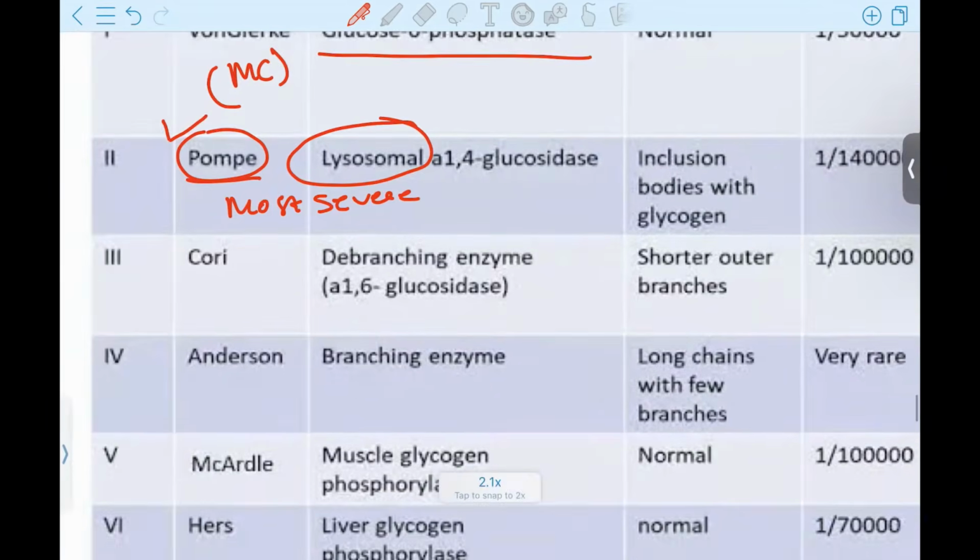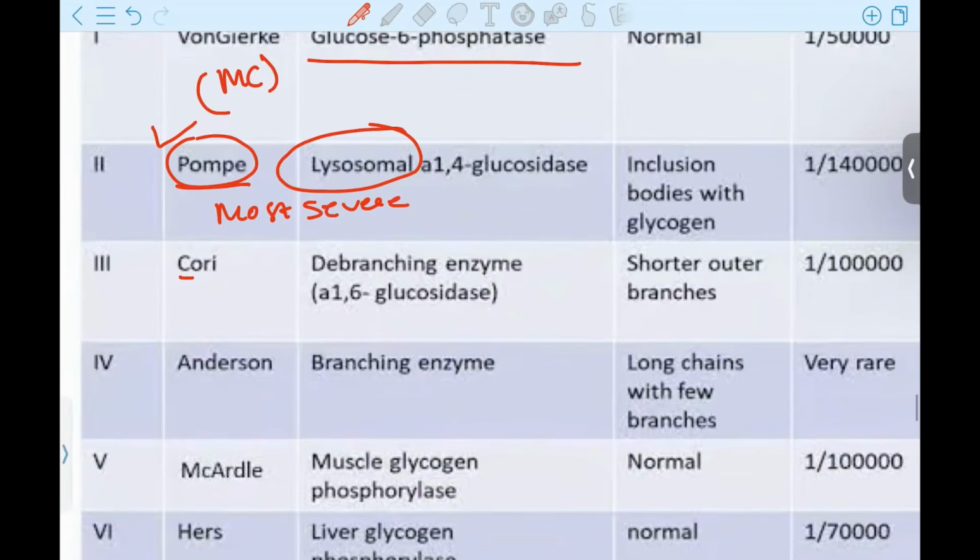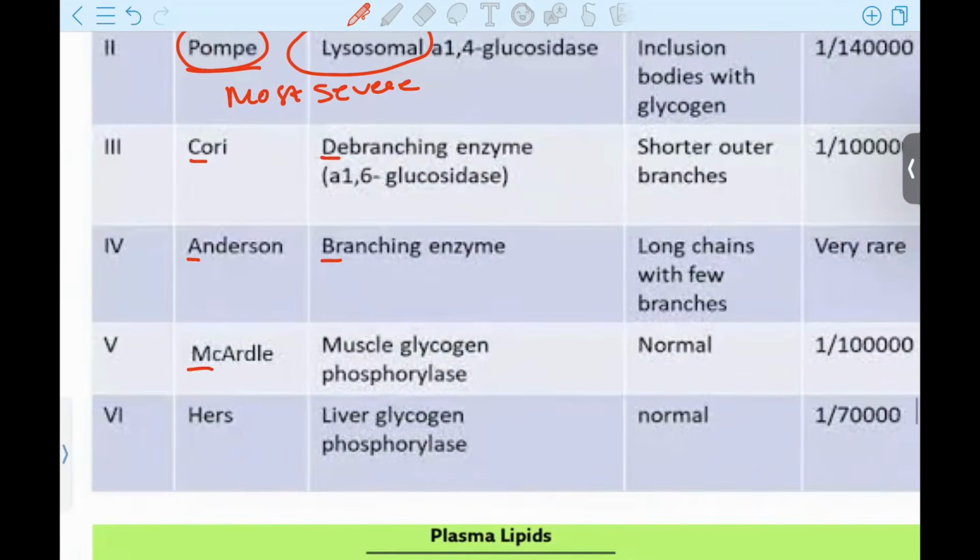And next, Cori's disease, remember like this: C for Cori, D for debranching enzyme. Andersen, A for Andersen, B for branching enzyme. McArdle's for your muscle glycogen.